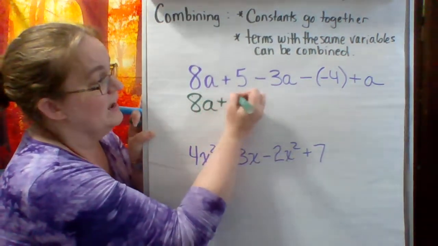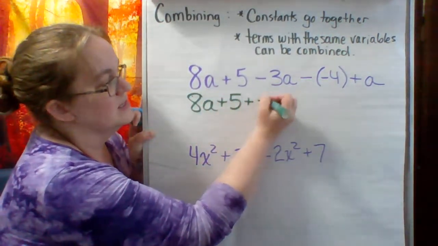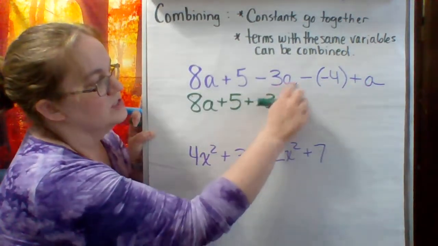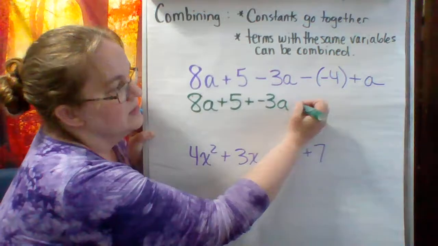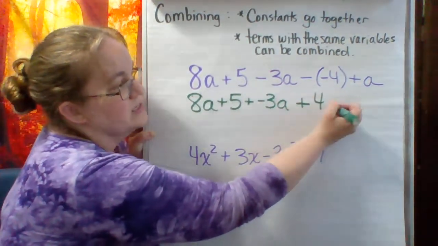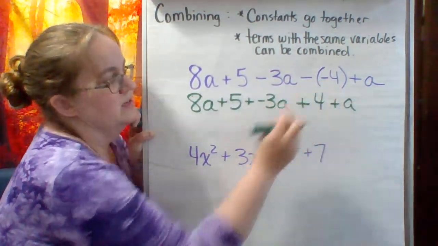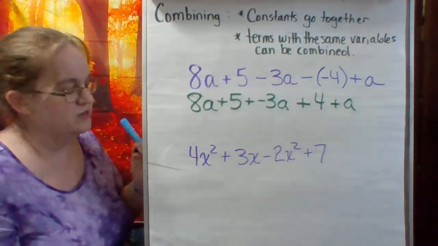And that way I can add in any order that I want. It doesn't matter. So that minus 3a is going to become plus a negative 3a. Minus a negative cancels. Our shortcut for that is addition. So that double negative next to each other. And so this is my new problem.